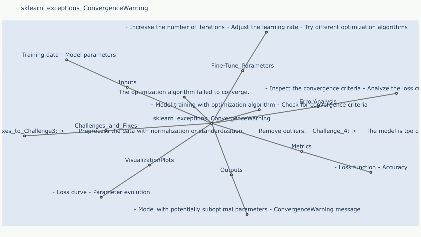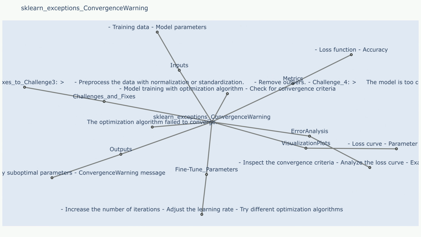Convergence check. During training, the algorithm monitors progress toward convergence. Warning trigger. If the algorithm does not converge within the set number of iterations or reaches a specific stopping criterion, a convergence warning is raised.